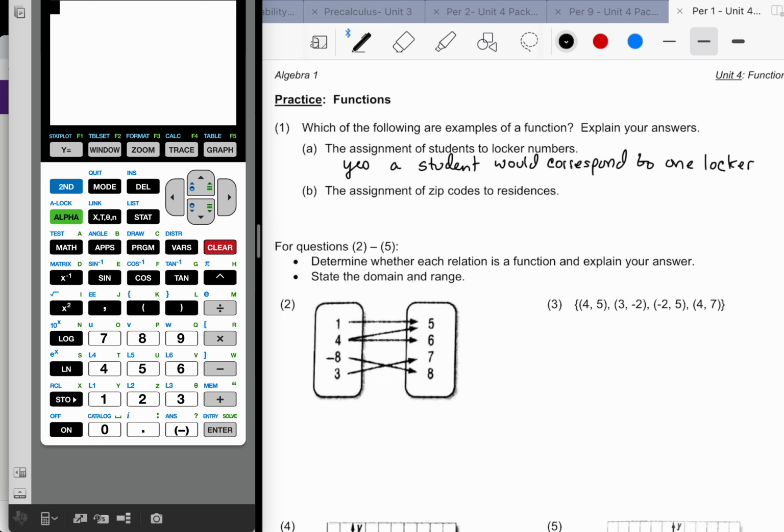All right, assignment of zip codes to residences. That's saying that if I know the residence, then I would automatically know the zip code. Now, that's another tricky one. How do we define a residence? A residence could be an address. In most cases, that's what it represents. But how specific is that address? I would hope everything except for the zip code.